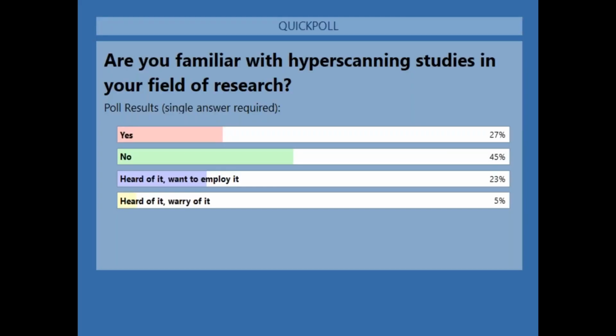Can you see the results, Krittika, or should I read them out to you? I think I see the results. So if I'm correct, about 45% say no, they've actually never heard of hyperscanning as a concept.